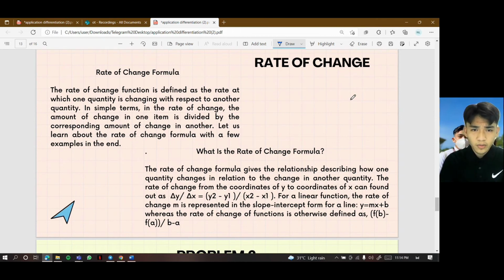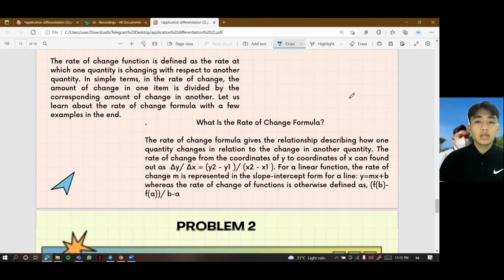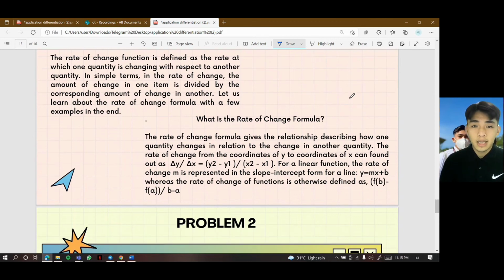What is the rate of change formula? The rate of change formula gives the relationship describing how one quantity changes in relation to the change in another quantity. The rate of change from the coordinate of y to coordinate of x can be found out as y over x equal y2 minus y1 over x2 minus x1.